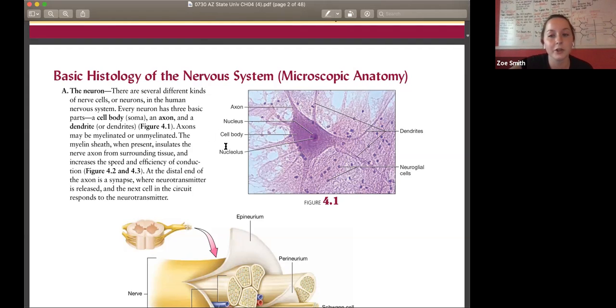So the dendrites are what are receiving the signals. The cell body, again soma, is kind of interpreting that signal, and then it's going to send it down the axon. So the distal end of the axon is a synapse, where a neurotransmitter is released, and the next cell in the circuit responds to that neurotransmitter. So this is our body's system of communication. Axons may be myelinated or unmyelinated. The myelin sheath, when present, insulates the nerve axon from surrounding tissue and increases the speed and efficiency of conduction.